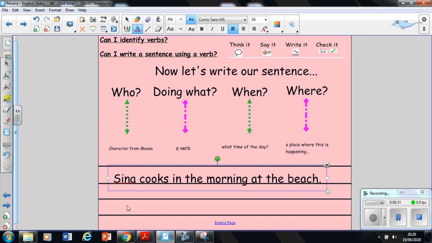So I've got my who, which is Sina, Moana's mum, cooks, which is my verb. I'm going to hammer it as I say it. In the morning at the beach. Full stop. So there's my sentence. You might want to come up with a silly sentence if you find a silly where or a when in your pile. So have a go at it. Have fun doing it. Remember to think it, say it, write it, check it.